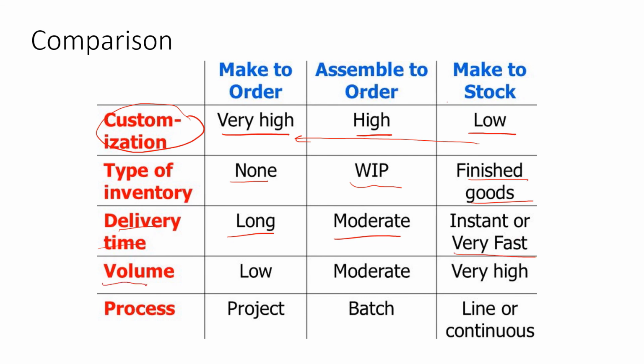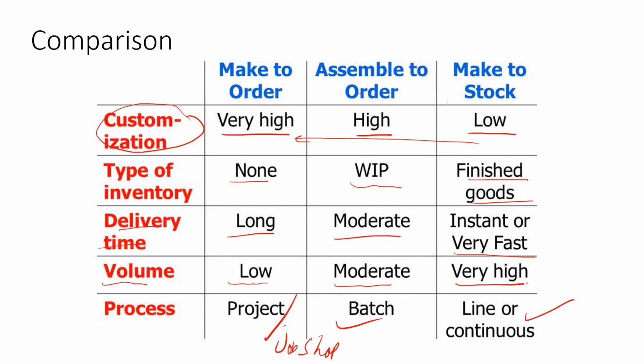And if we are talking about the volume, of course in engineering to order and make to order, the volume will be quite low. Here the volume is moderate, and here we have high volume, or you can say a highly standardized product we can produce in a very high volume. As for the production processes we can adopt, for make to order we can use a project or a job shop type of production process. Here we can adopt batch production. Here we can adopt line, or mass production, as well as the continuous production process.